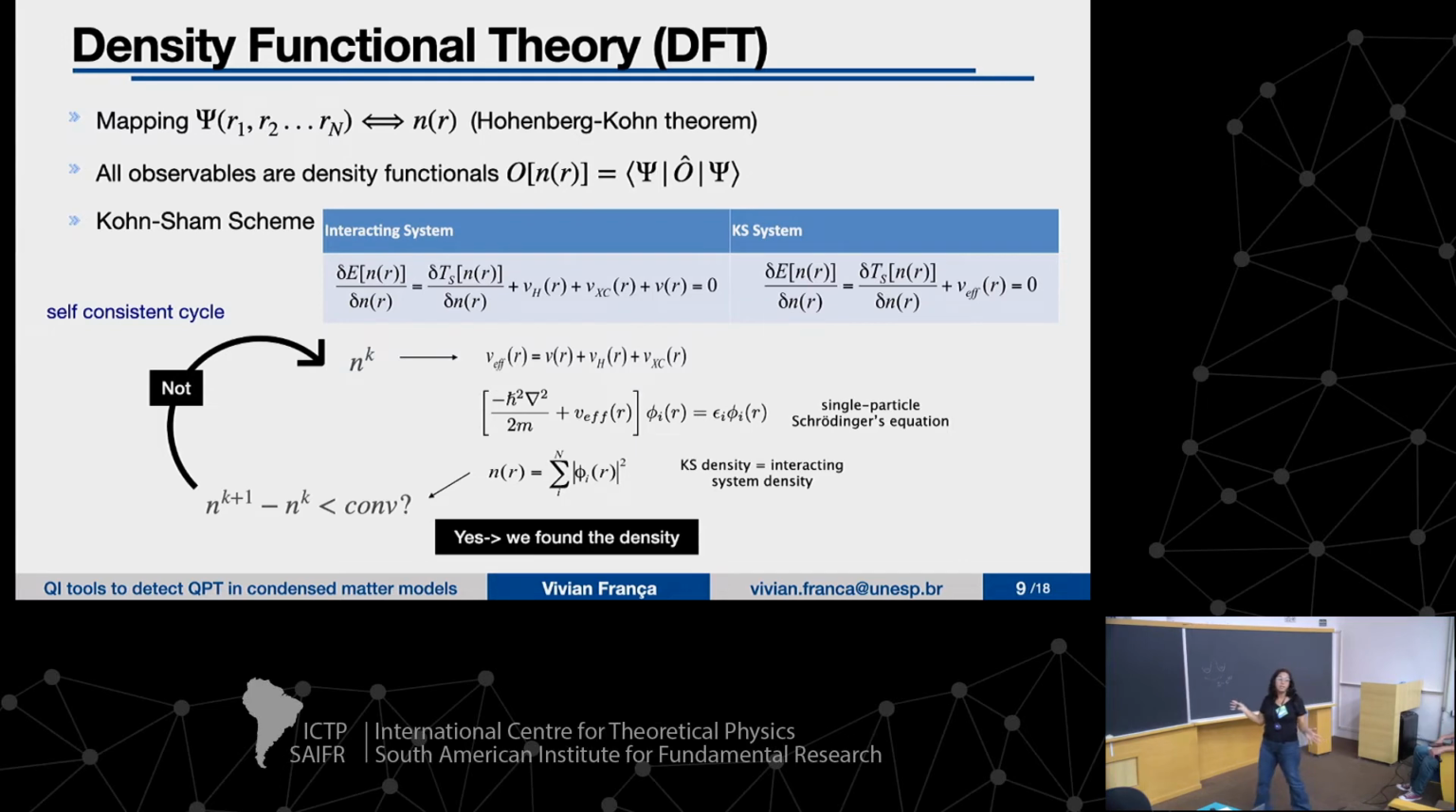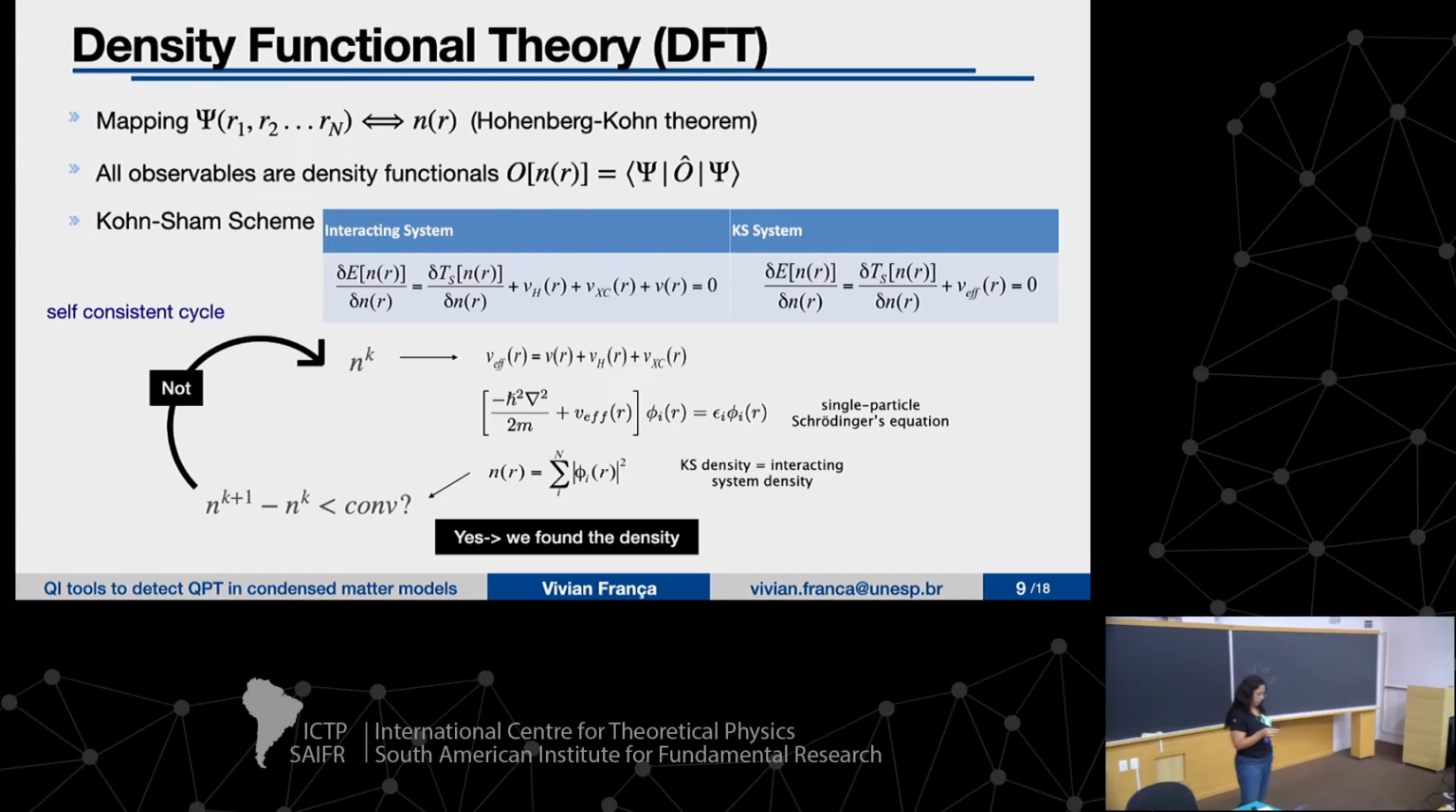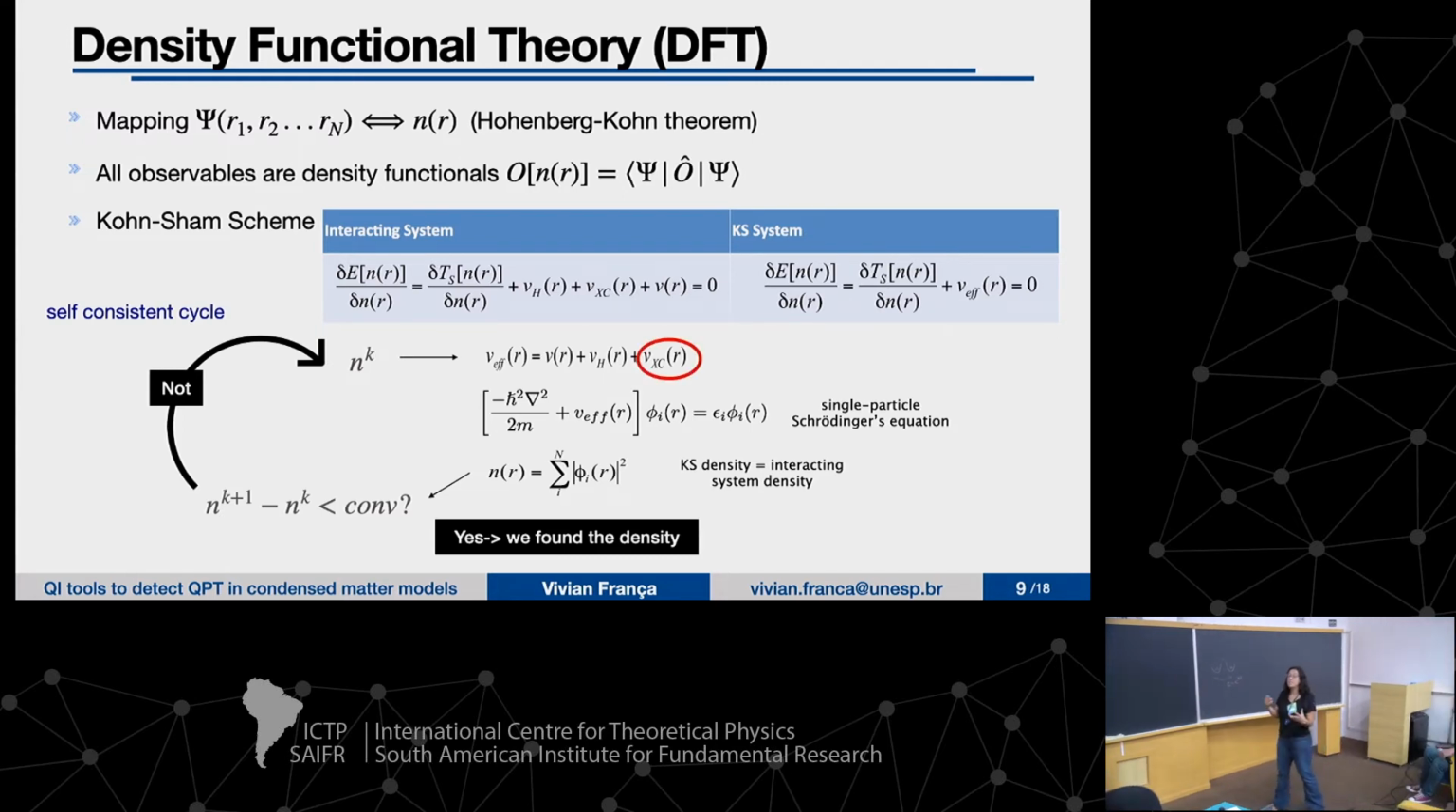So up to here, this method is completely exact. There is no approximation up to here. But the point is that for this effective potential, to calculate it exactly via this approach, I have to know the exchange correlation potential, which in general is not known.